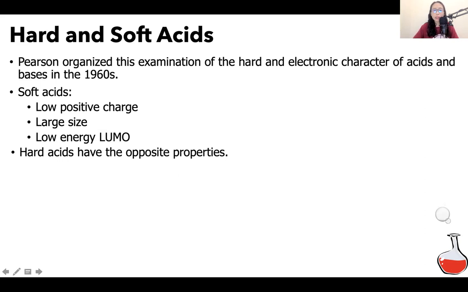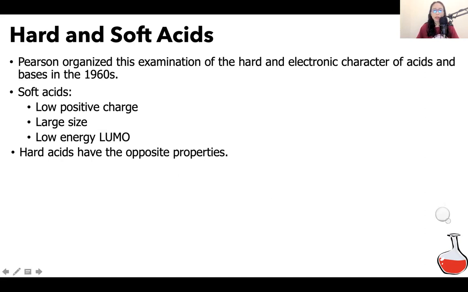They have low positive charge, large size, and low energy LUMO. And hard acids have the opposite properties. So they have high positive charge, small size, and high energy LUMO.